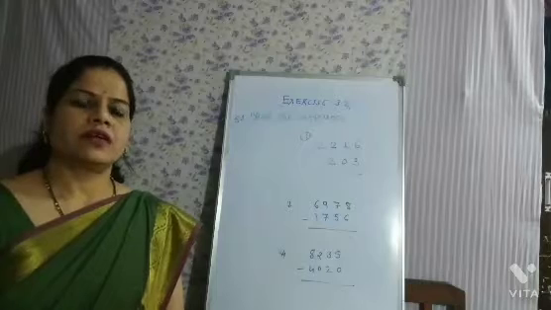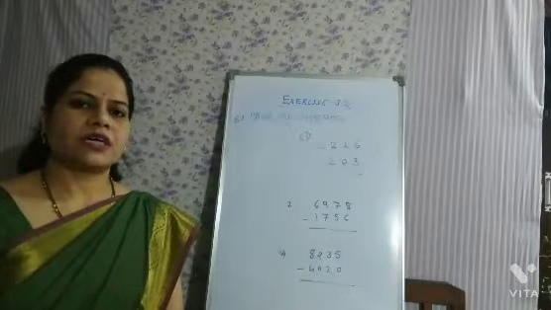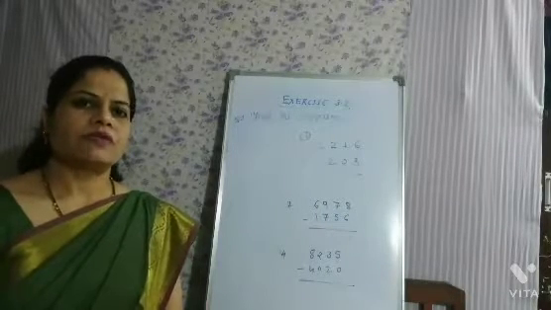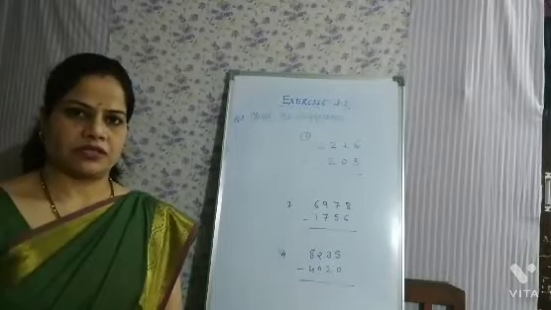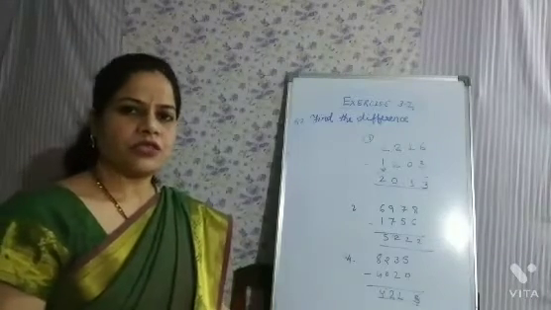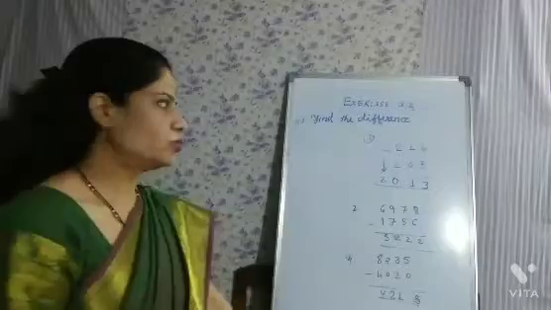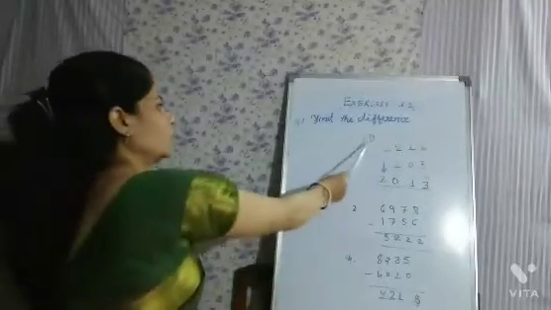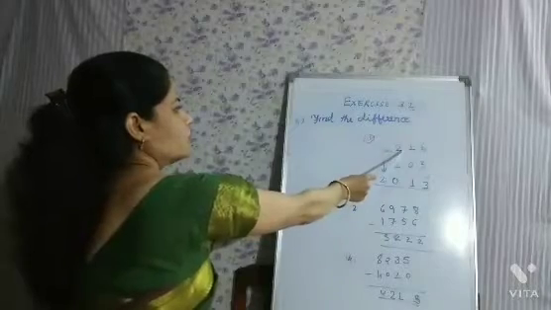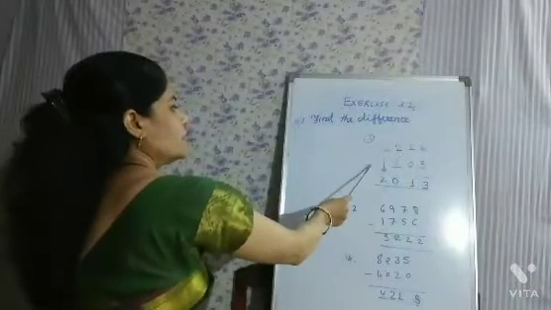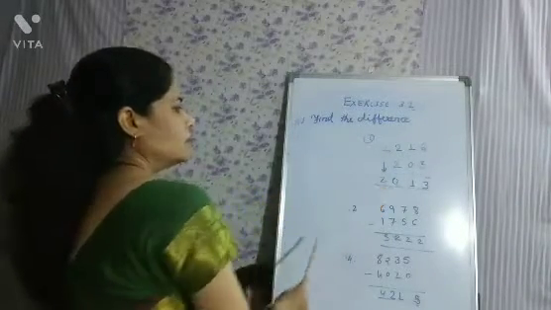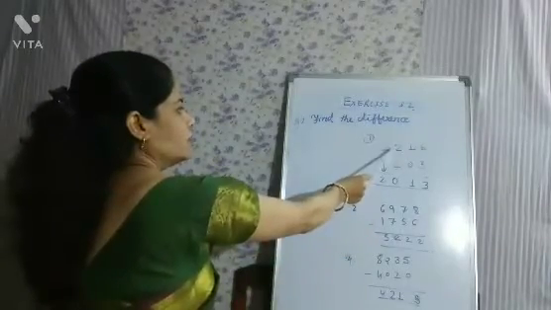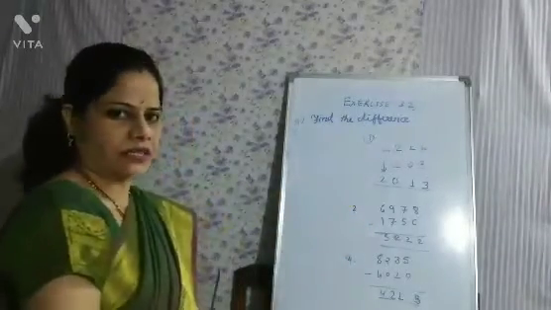Today in class I am going to start exercise 3.2 which is related with the subtraction. The first question of exercise 3.2 is find the difference. Okay, the first one is 2216 minus 203. You have to subtract 203 from 2216.